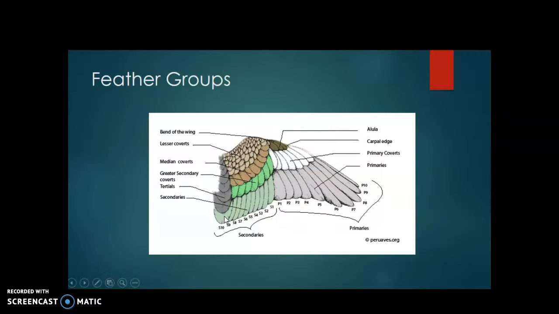And the reason why they become really important is because the secondaries can be various colors. Often there's a white patch in there, and that's really important in identifying your dabbling ducks. So as you look at the dabbling ducks, you're going to really focus in on these feathers right here, and we call that the speculum. That dabbling ducks have a unique coloration to their speculum.